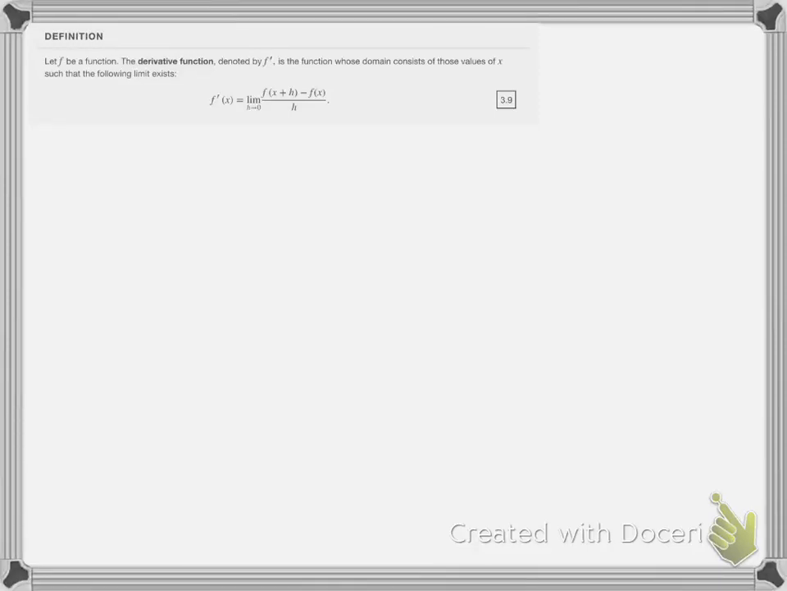The derivative function f prime is a function whose domain consists of those values of x such that the following limit exists. F prime of x equals the limit as h approaches 0 of f of x plus h minus f of x, all over h. Now, at the end, if you evaluate the limit, f prime of x will give you an expression of x, or just a constant.